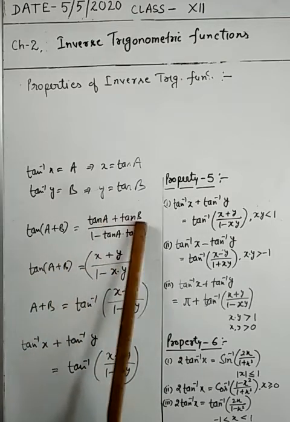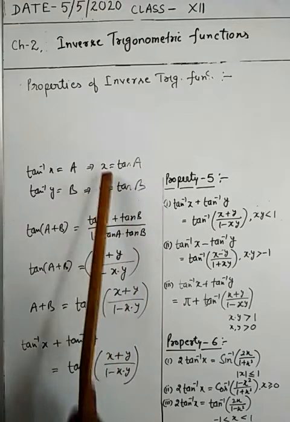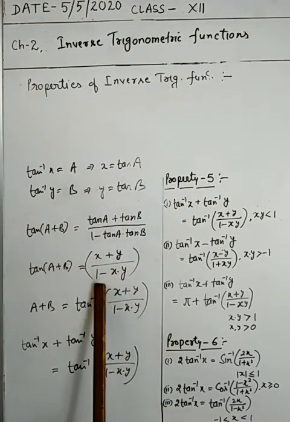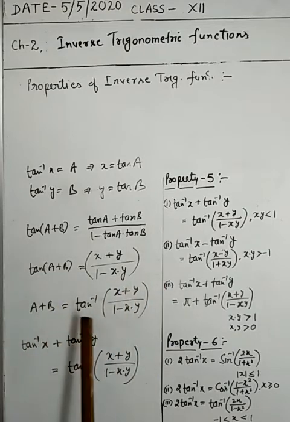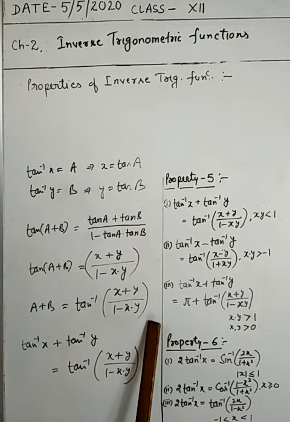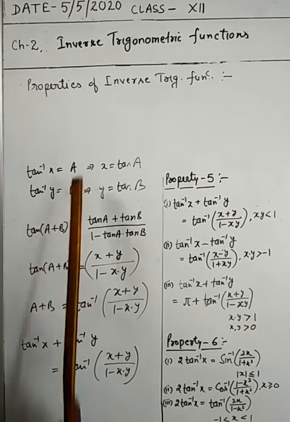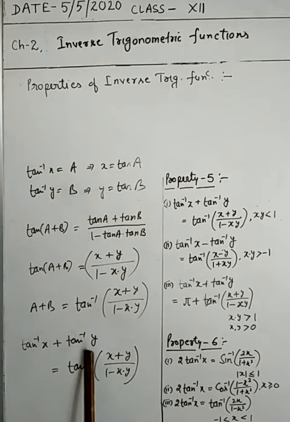Put the value of tan a and tan b. So this is x plus y upon 1 minus xy. Take tan to this side, this is a plus b equal to tan inverse of x plus y upon 1 minus xy. Put the value of a and b from here. This is tan inverse x plus tan inverse y equals tan inverse of x plus y upon 1 minus xy, which proves the first part of the property.